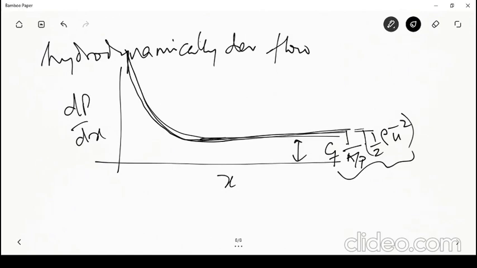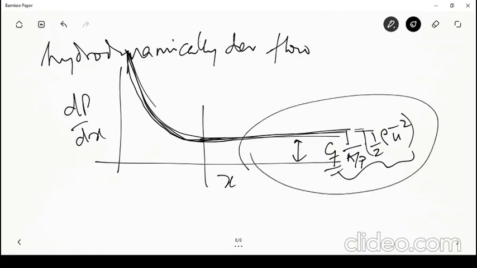Not this L. This L is coming after the integration. So this is your expression for dP by dx. So the dP by dx also becomes a constant in the fully developed region, but before full development it is higher than this. So you can say that the velocity gradients are sharper in the developing region, and therefore the dP by dx is higher.